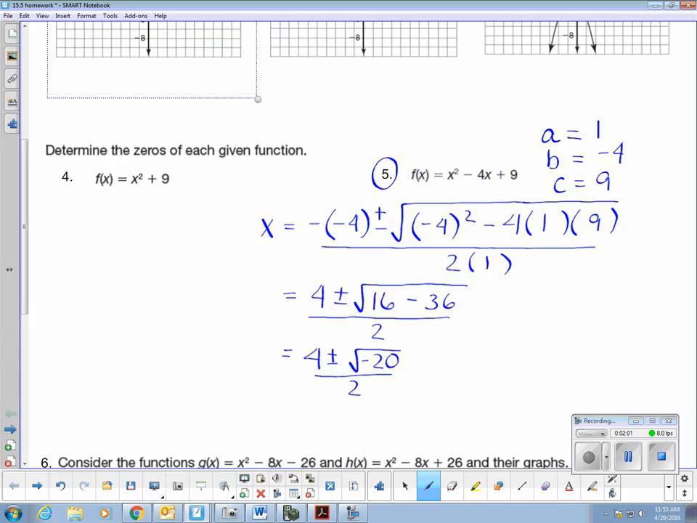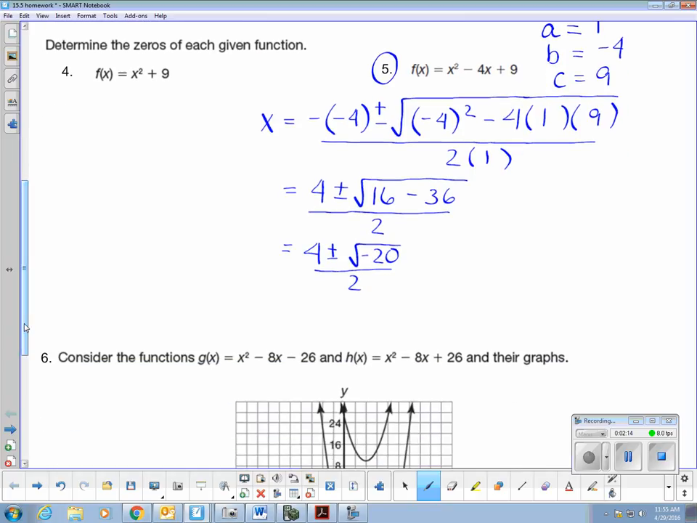So at this point, I notice that my radicand is a negative number. Because my discriminant is a negative number, I'm going to have 2 imaginary roots. So the first thing I'm going to do is simplify the square root of negative 20.